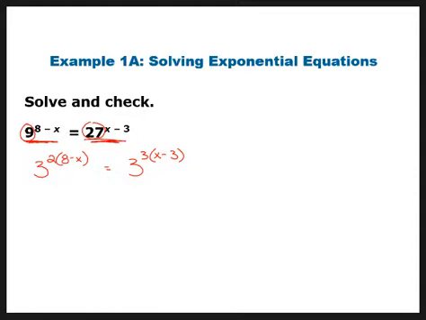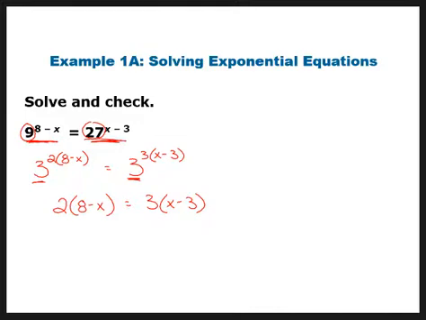Now, you can go ahead and distribute into those if you want to, but the key here is I've written both of these with the same base. Because their bases are the same, I can drop the bases and just say whatever the exponent parts are can be set equal to one another.